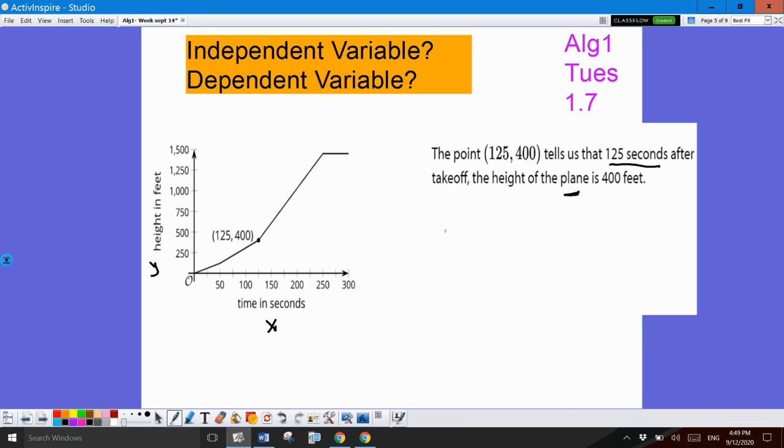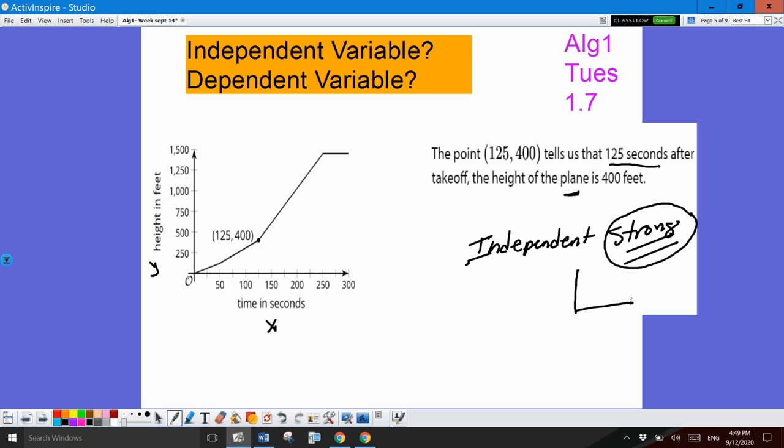Well, I like to think about the word independent. If I'm thinking about that word describing a person, I might be thinking about someone who's really strong, who doesn't need other people, that can do things on their own. So if I think about the independent variable as being the strong variable, I have to think about which part of the graph is stronger. Is the base the strongest? Or is the vertical the strongest?